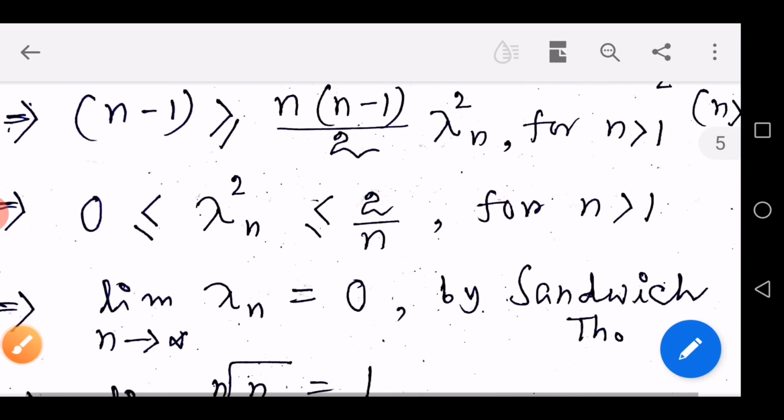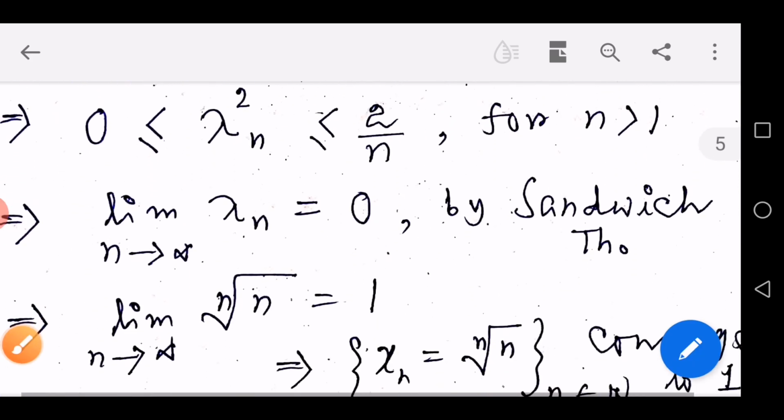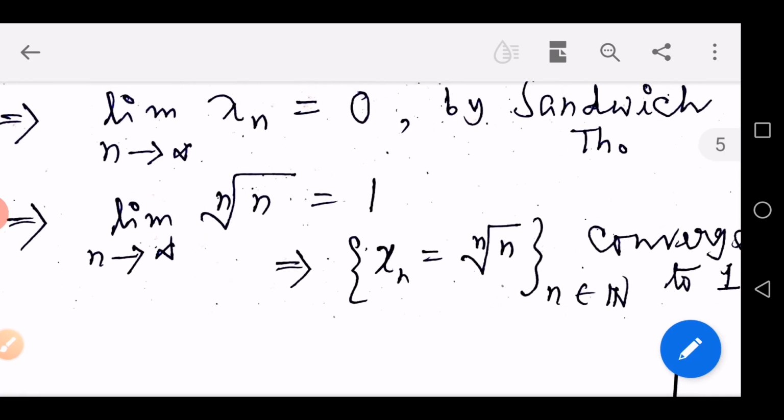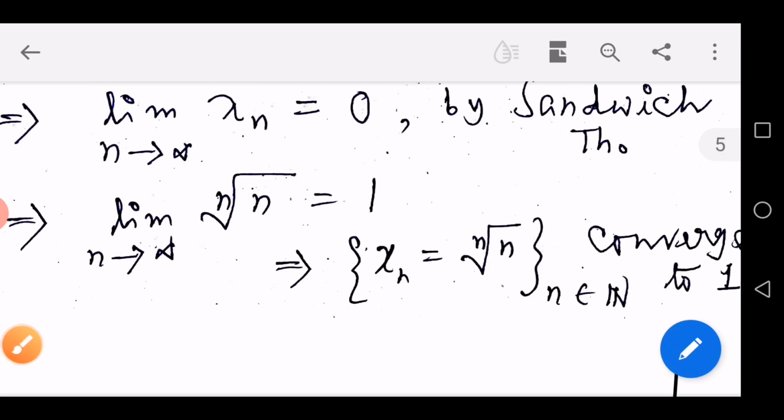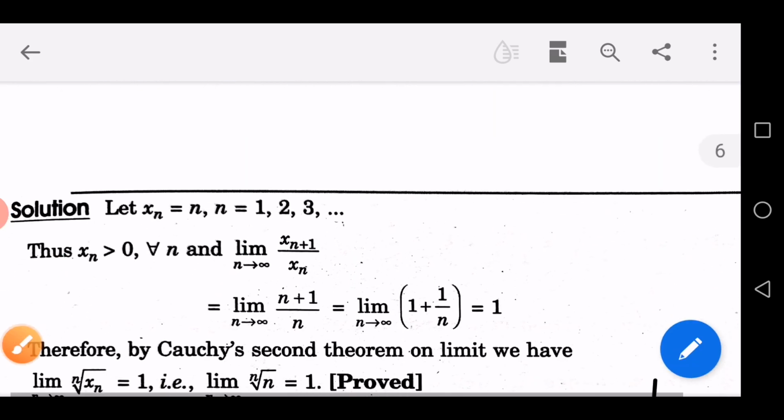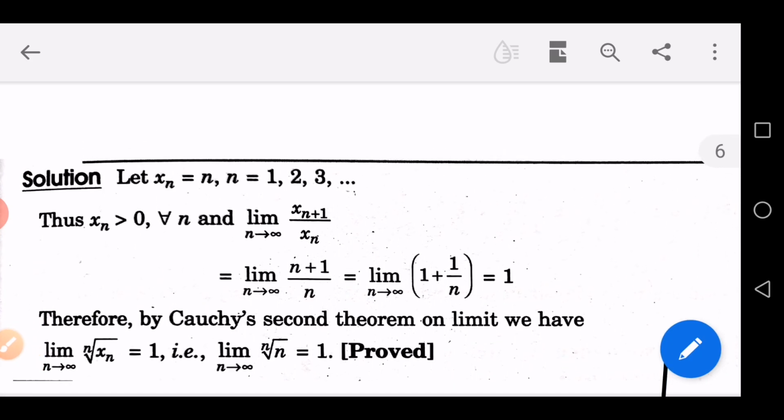So in this way we obtained by the Sandwich theorem that the limit of the sequence n^(1/n) is equal to 1, that is, the sequence converges to 1. And method 2 we followed. We assumed xn is positive and xn is equal to n.